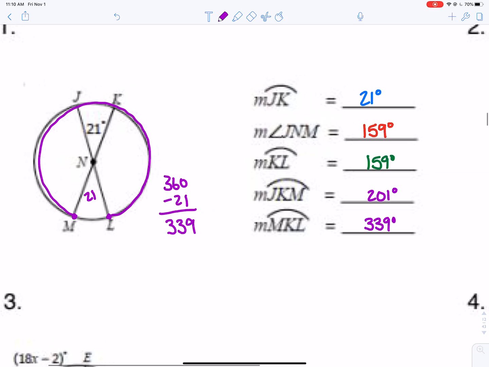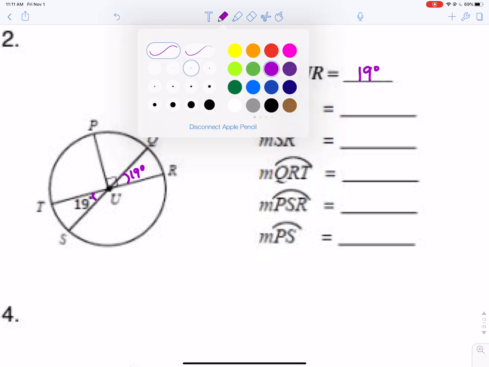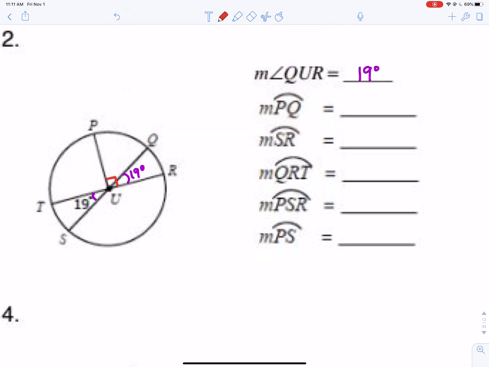Okay, so let's look at example 2. This one says the measure of angle QUR. So QUR would be equal to the 19 degrees they've got labeled right there because those are vertical angles. The measure of arc PQ we could figure out because we know that this one is 90. So 90 minus 19 would leave us with 71 degrees, and that is equal to the arc that it intercepts.